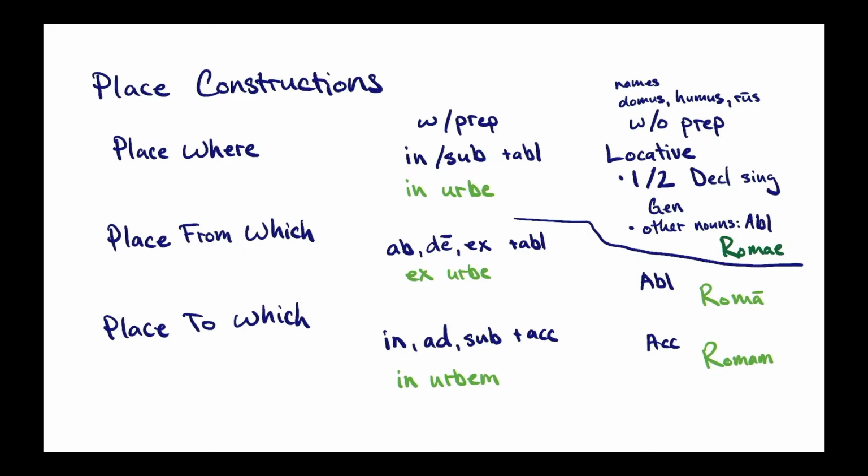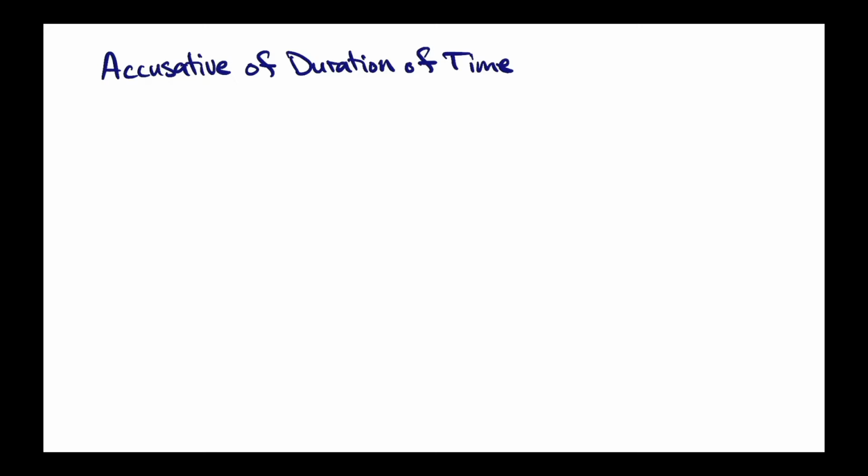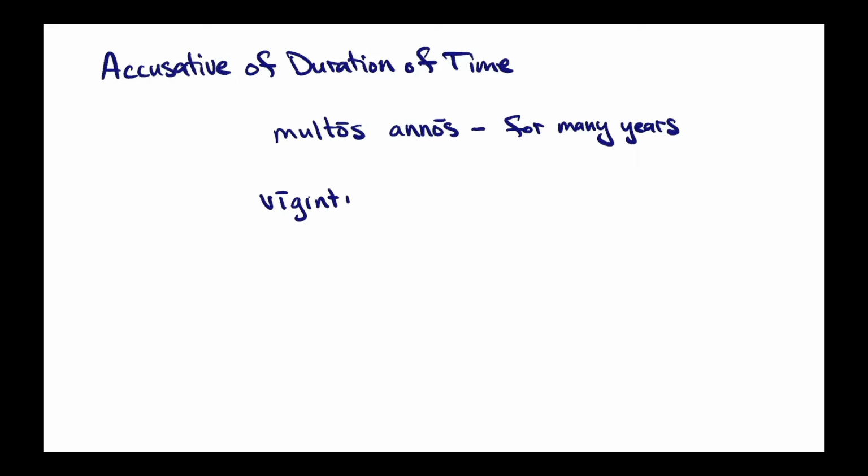Today we're also talking about another use of the accusative case, and that is the accusative of duration of time. We've talked about temporal uses of the ablative case, but the accusative case can be used to show duration of time with no preposition, as in something is occurring for a certain duration. An example of this would be multos annos. Now, this is just an accusative plural construction, but it can mean for many years. It's often used with the word natus, and it might look like this: viginti annos natus. And that would be something like at the age of 20.